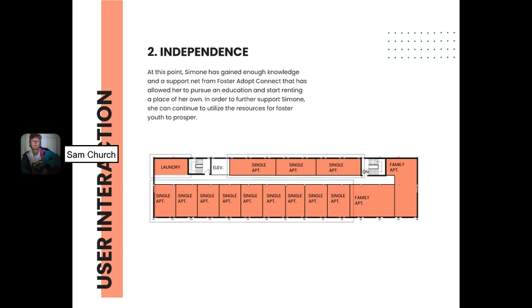Stage 2: Independence. Simone now has a job and a steady income and has started attending university on a scholarship. She's renting a single occupant apartment from Foster Adopt Connect and is continuing to use the network she built to stay on top of things.